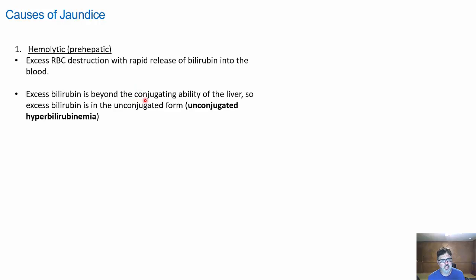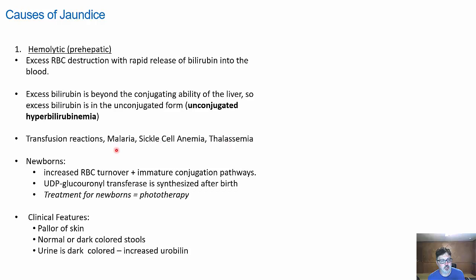So what you'll see here with hemolytic jaundice is that most of this will be in the unconjugated form, or unconjugated hyperbilirubinemia, because the liver cannot keep up with the excess red blood cell breakdown. You'll often see this in anything that would destroy red blood cells, like transfusion reactions, malaria, sickle cell anemia, thalassemia as well. And you'll also see this in newborns, right?